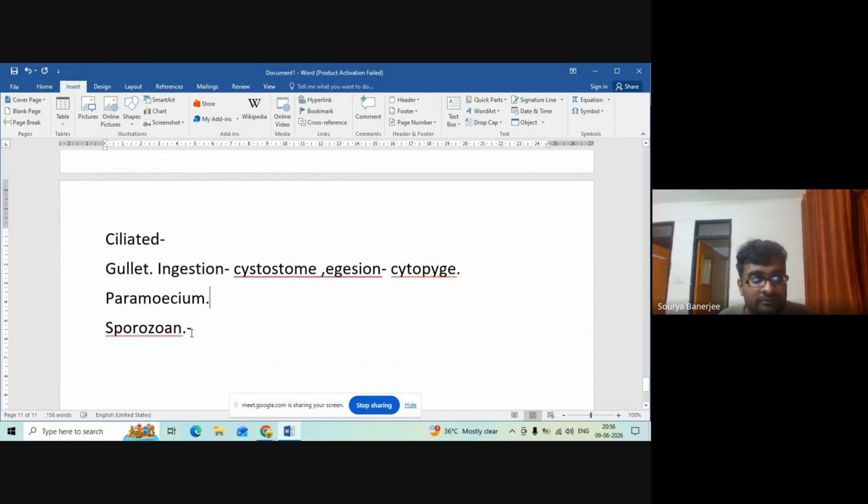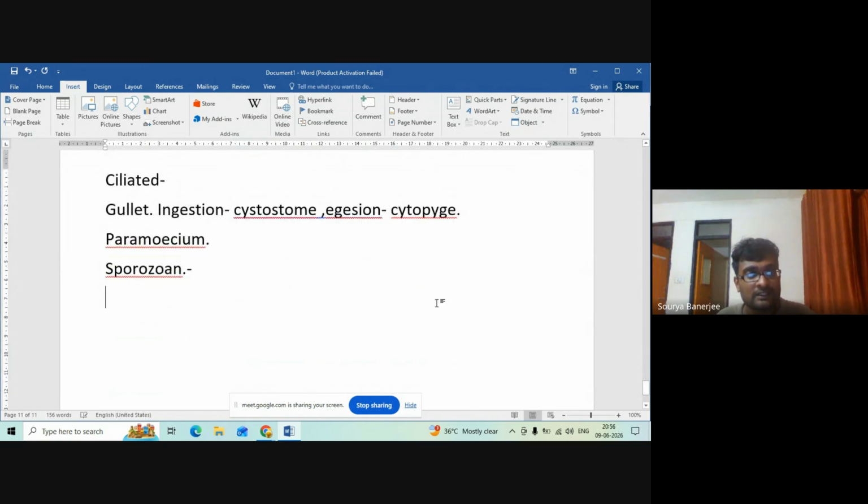Sporozoa, they don't have any locomotory organ. That means locomotory organ is absent. In case of that, the example is Plasmodium, the malaria parasite. Plasmodium and Monocystis. Protozoa is over.